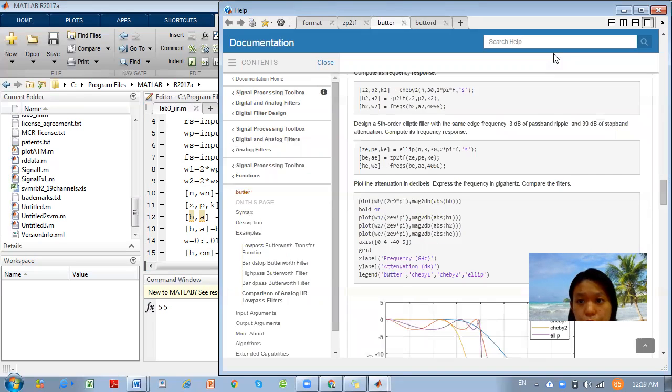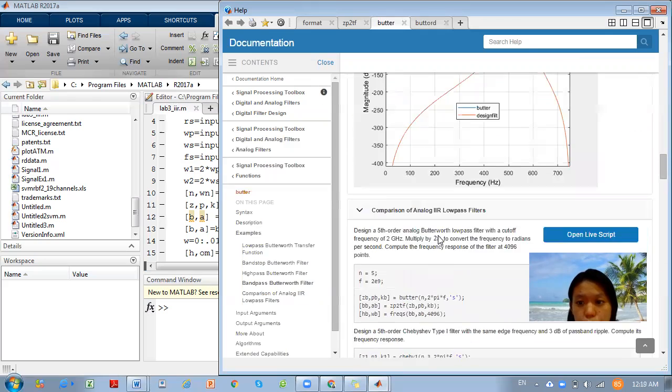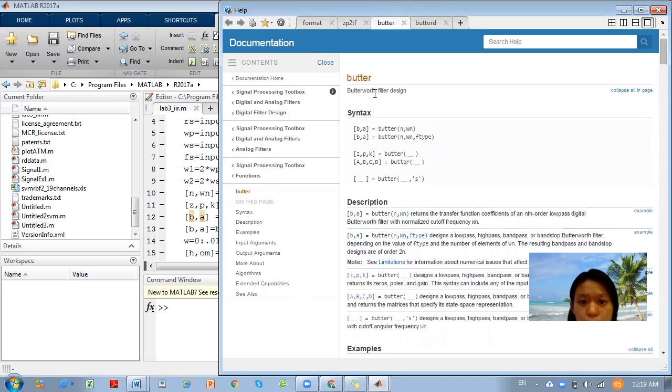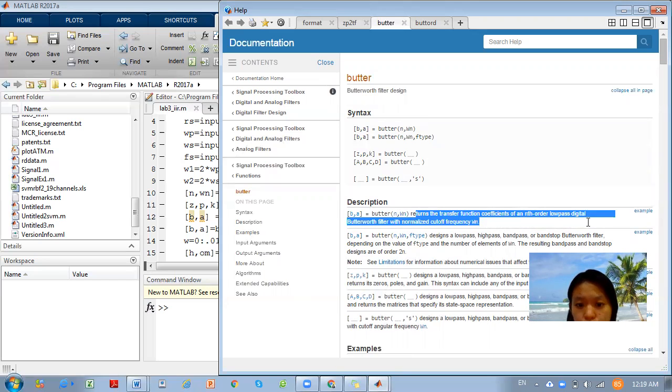Okay, you just can find what is butter. So from here, this is what is butter. So butter means Butterworth filter design. Okay, so we can see it returns the transfer function coefficients of an nth-order low pass digital Butterworth filter with the normalized cutoff frequency Wn. So Wn here is our cutoff frequency.